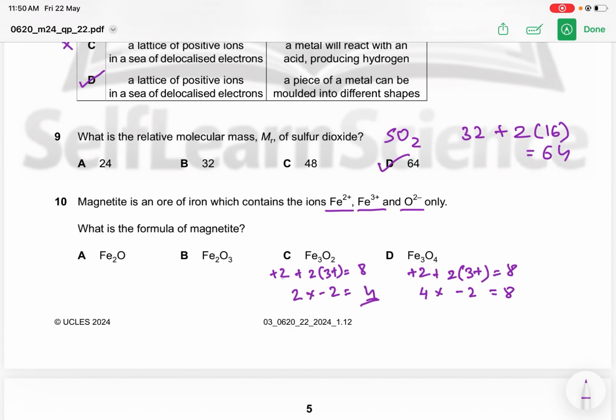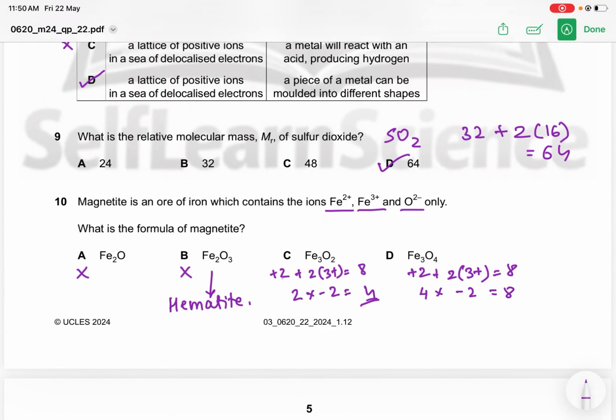If the iron ions are carrying a plus 2 or plus 3 charge, there should be some number of oxygen atoms there, but it is not. So this does not comply with the given instruction. B is again not possible because Fe2O3 is the formula of hematite. Okay, if you remember, iron(III) oxide. Next is option C and option D.